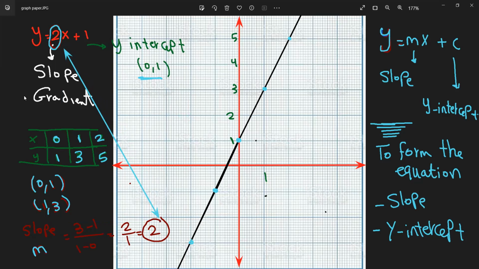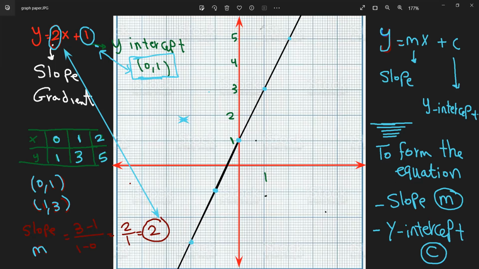What is the y-intercept? If we look at this one here and compare the line with this one, you will find the line passing through this point (0, 1). And this point here is 1, so that's the y-intercept. So the y-intercept here is (0, 1), or the line intersects the y-axis at the point (0, 1). Okay? So to form the equation, we need what? We need the slope m, and we need the y-intercept c.